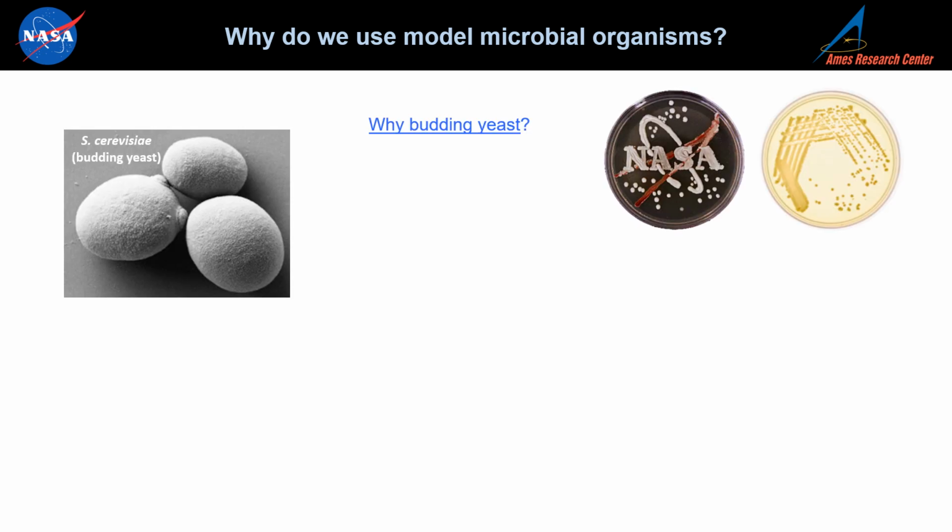The scientific name of baker's yeast is Saccharomyces cerevisiae. Cerevisiae, you see it on the left. They're small organisms that are approximately 5 to 6 micrometers in diameter. And on the right, you see how they look on an agar plate.